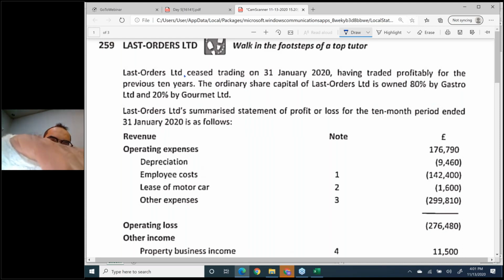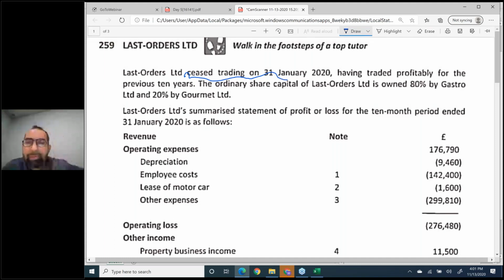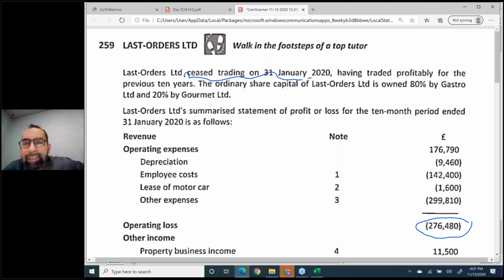Now, very important message: ceased trading. That means this is the last accounting period. And if I can see a loss in it, terminal loss came to my mind, and obviously terminal loss with the range of 36 months back, maybe we have to discuss that also. Okay, right? So be active.